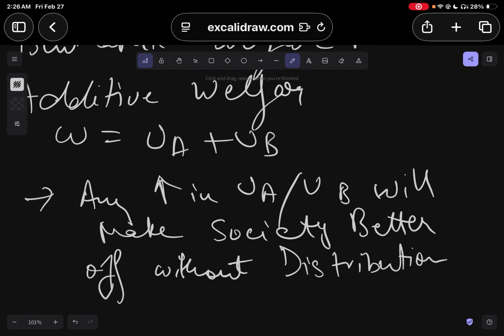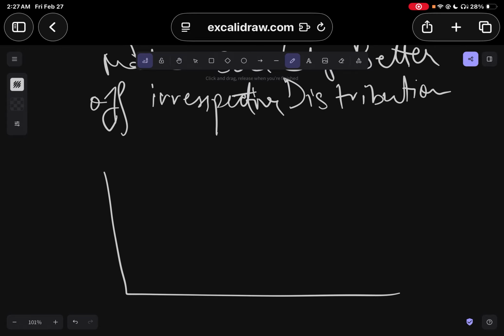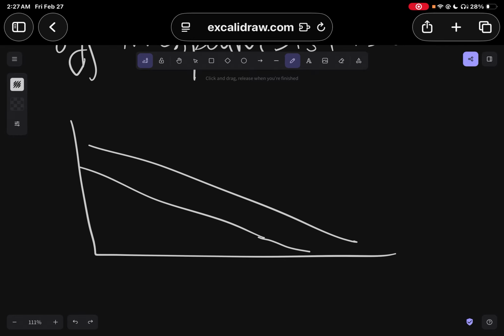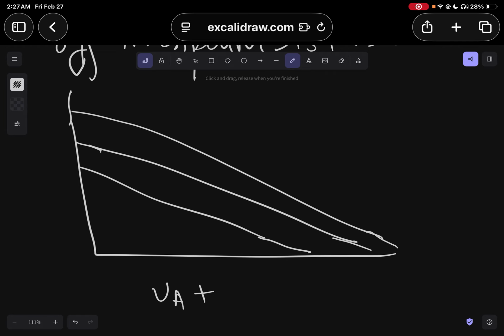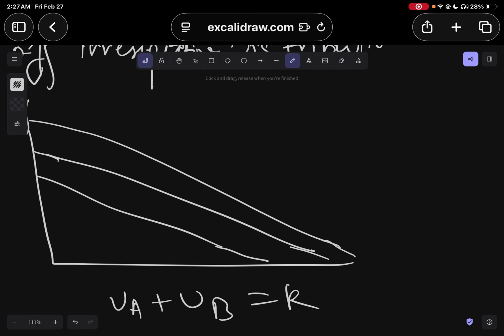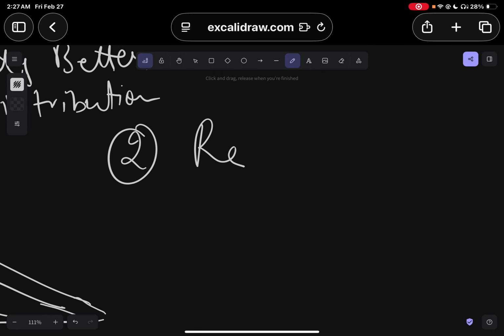Irrespective of distribution. We know what iso-welfare curves are, where the welfare is the same. For classical welfare, they would be like this, parallel to each other. K is constant here. Then we move on to the Rawlsian welfare function.